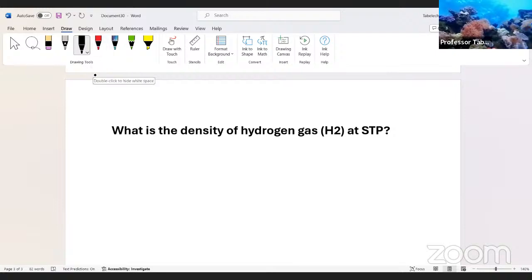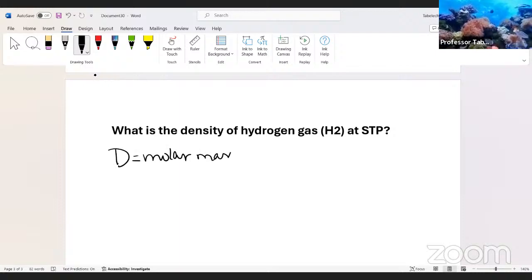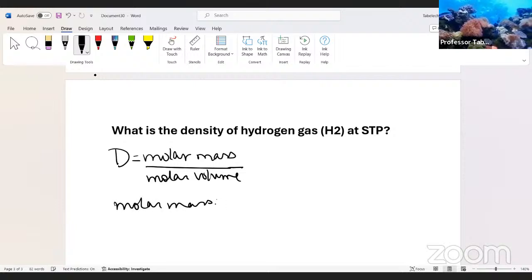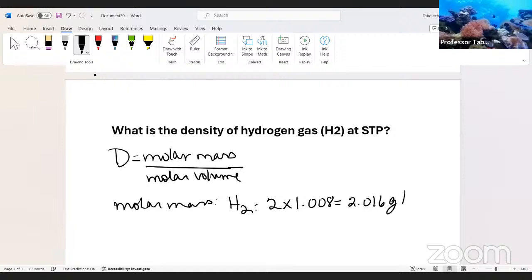In this particular case, because I'm trying to find the density, remember, D equals the molar mass. Some of you may think this is redundant, writing the formula out, but I promise you, if you write it out each and every time, it becomes second nature. You need to find the molar mass for hydrogen. I have 2 of those times the atomic weight on the periodic table, which is 1.008. So 2 times 1.008 gives me 2.016 grams per mole.